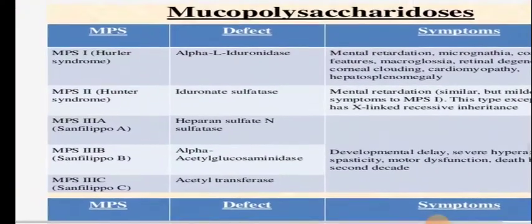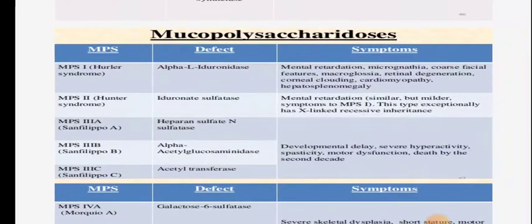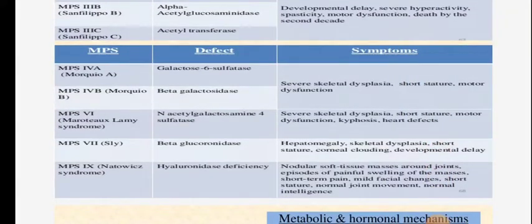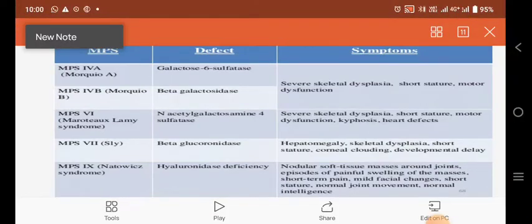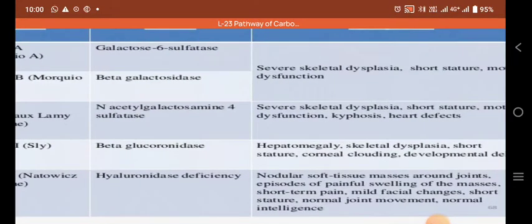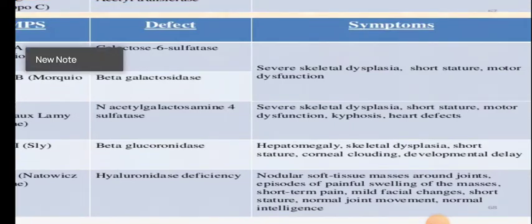So here you are observing these are the MPS, mucopolysaccharides, right? Then MPS defects and the symptoms are there. So MPS IVA, IVB, then 6, 7, and 9, right? So here galactose 6-sulfatase and beta-galactosidase, beta-glucuronidase are deficient, and they form certain symptoms: severe skeletal dysplasia, short stature, motor dysfunction, hepatomegaly, skeletal dysplasia. So different conditions develop in our body.